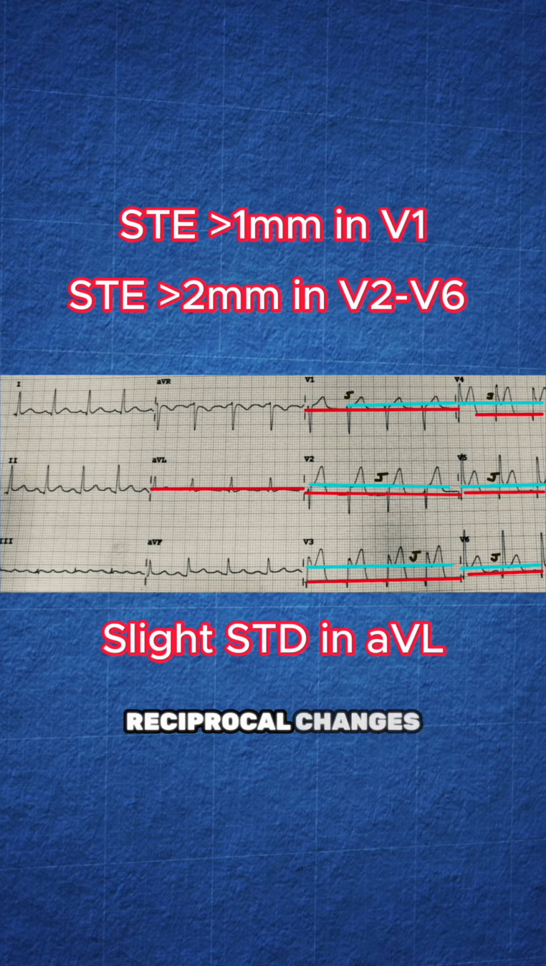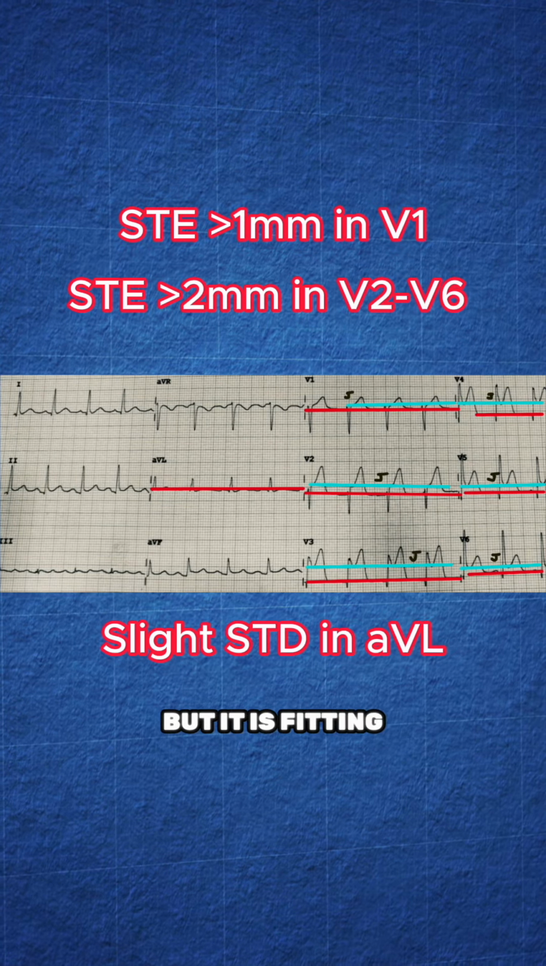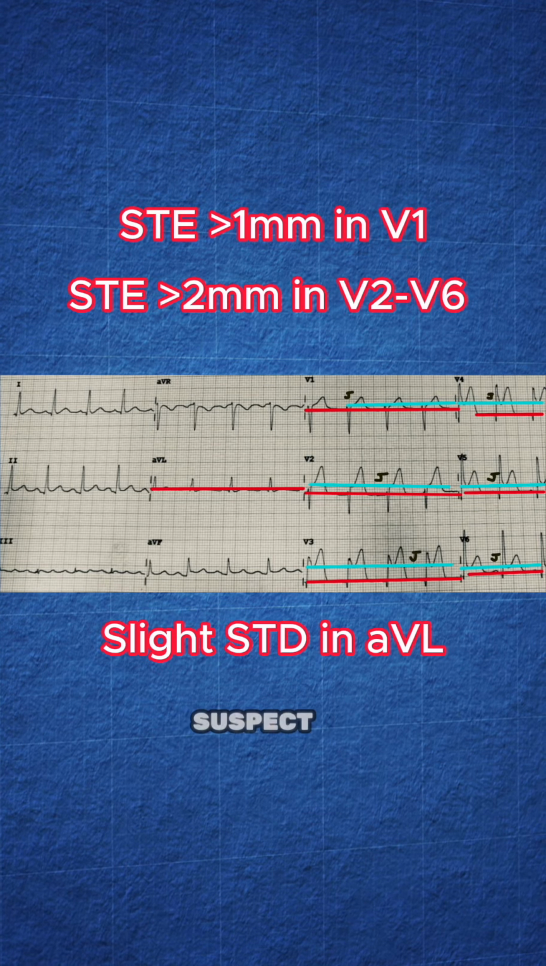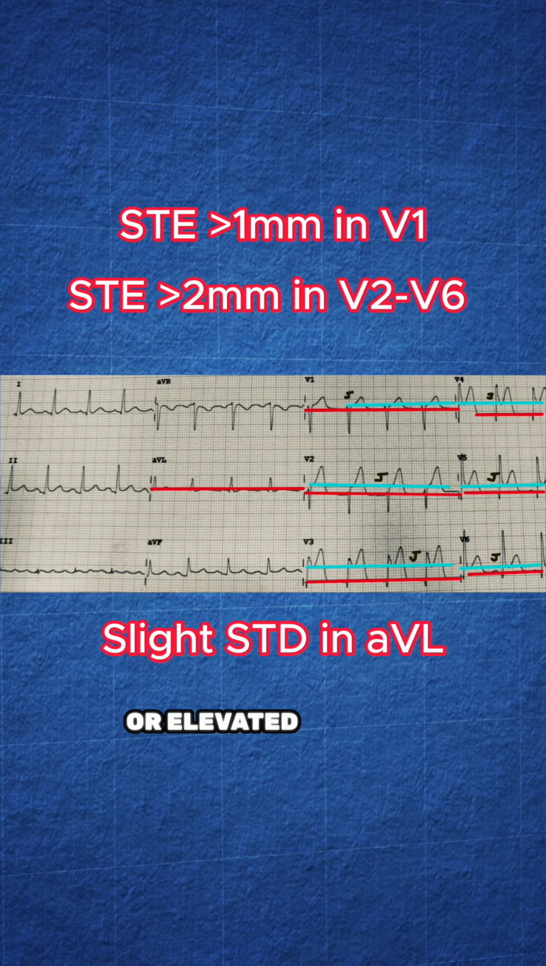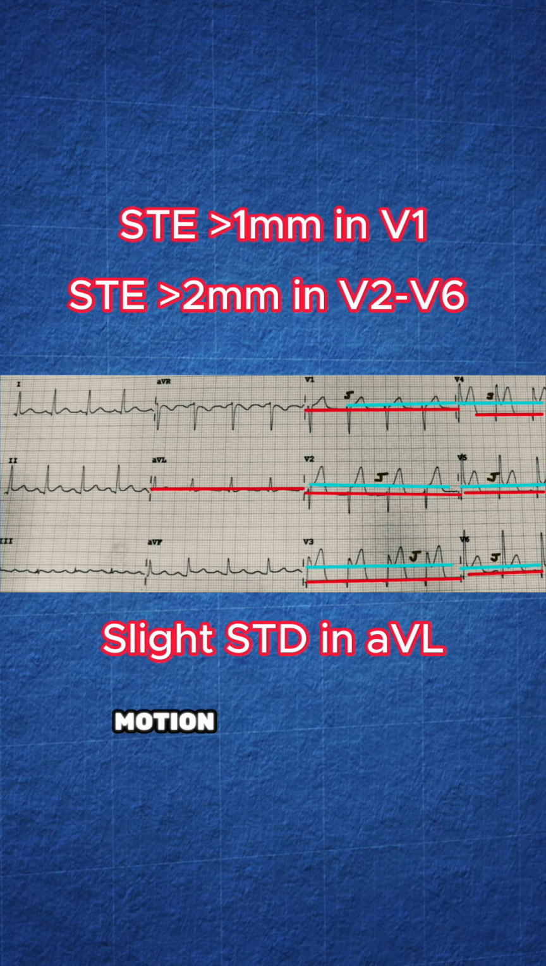Although the reciprocal changes are not that clear, it is fitting the ST elevation criteria and we should suspect an ST elevation MI if the patient has symptoms or elevated cardiac markers or there are wall motion abnormalities on the echocardiograph.